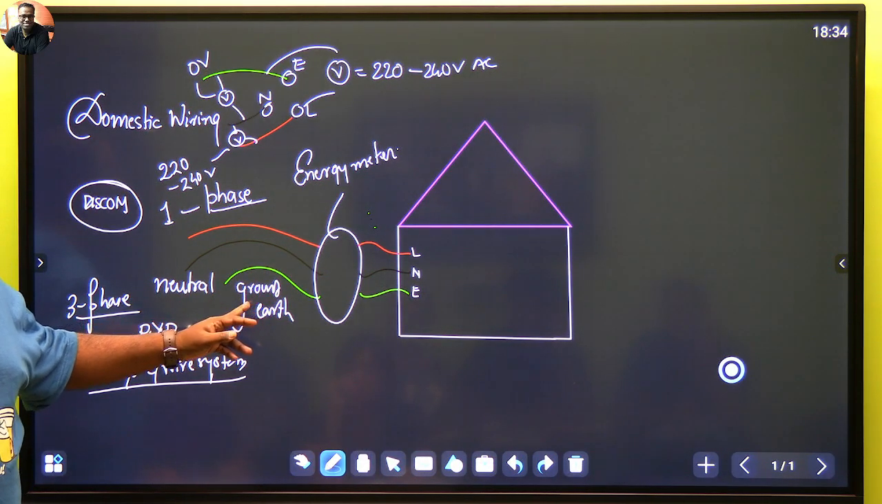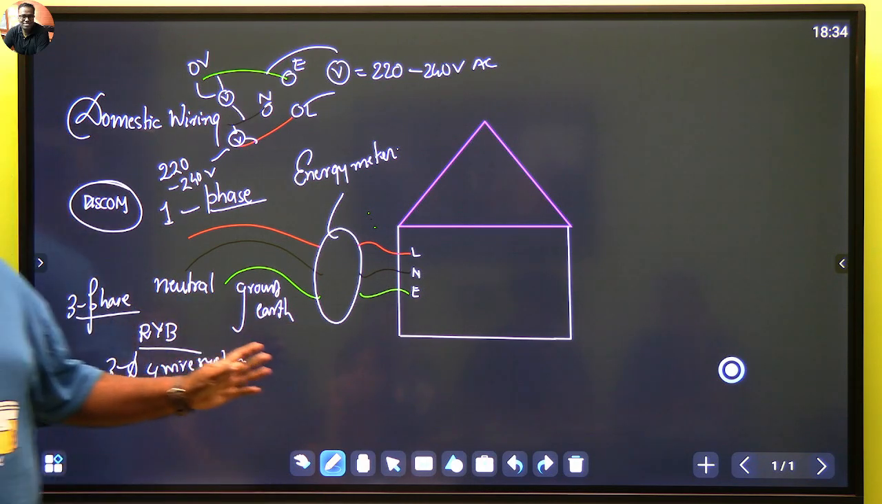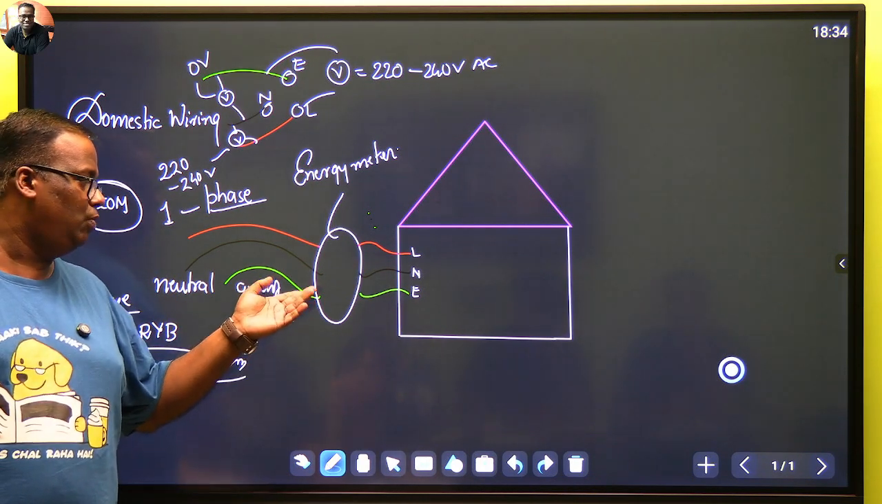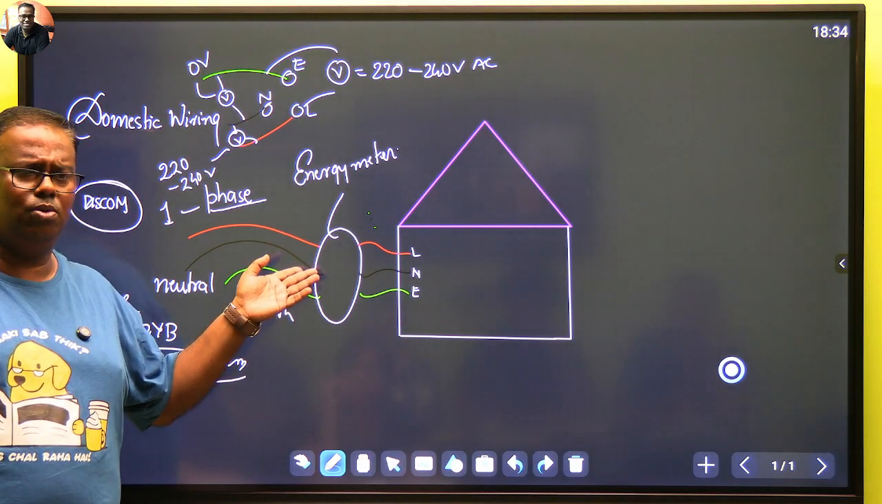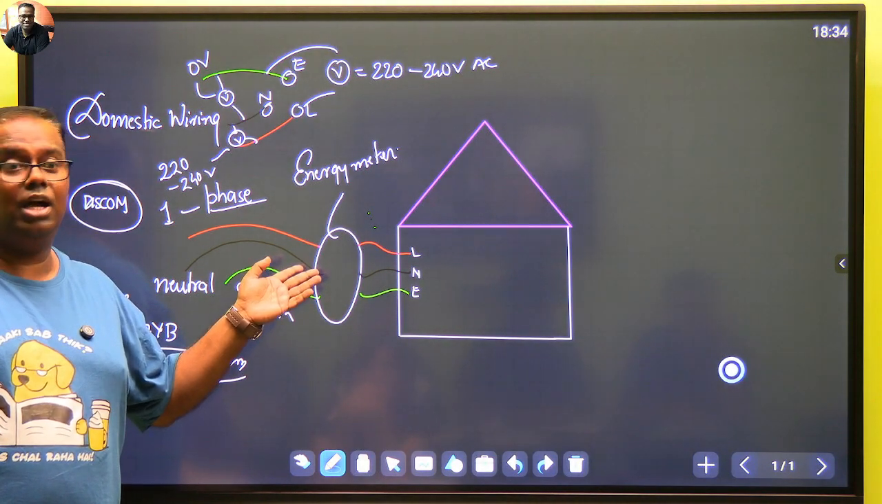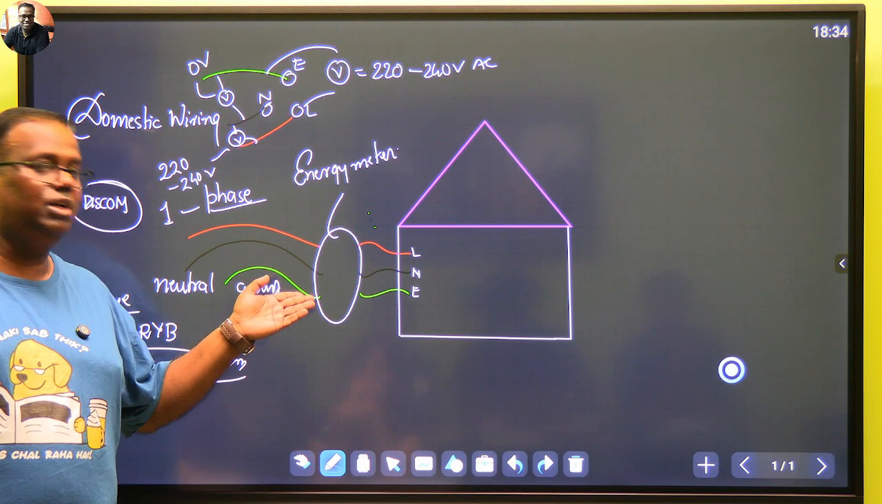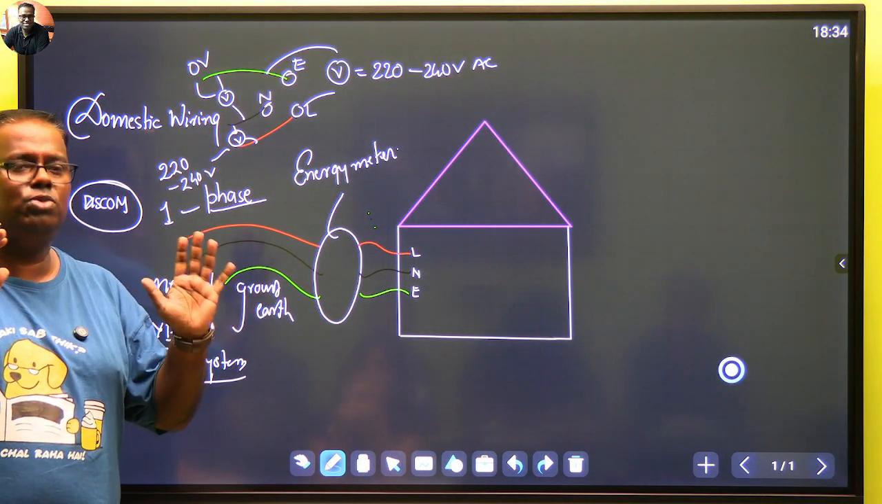Green is always earth. That is how you should learn. If you ask, sir, what if we use this wire in a different color? You can, like an uneducated, illiterate electrician. If you have studied science, you will treat green as green. You know what they do to save money.